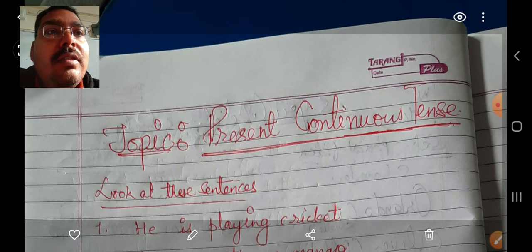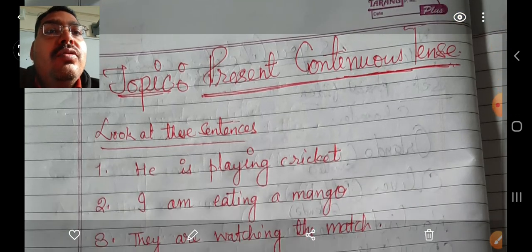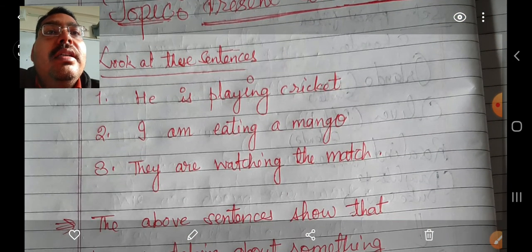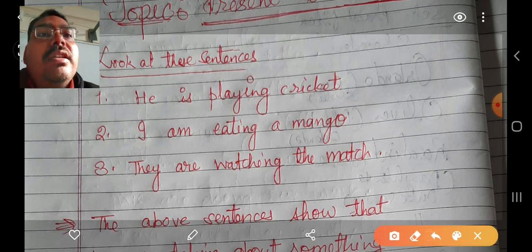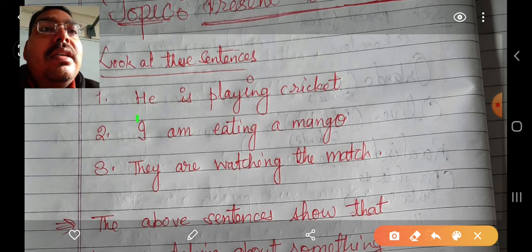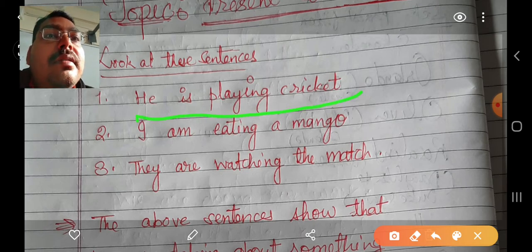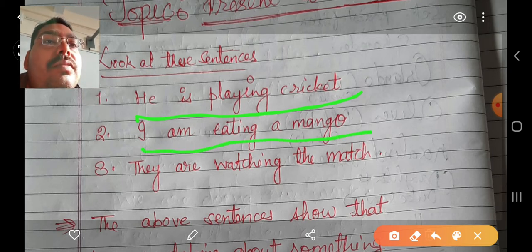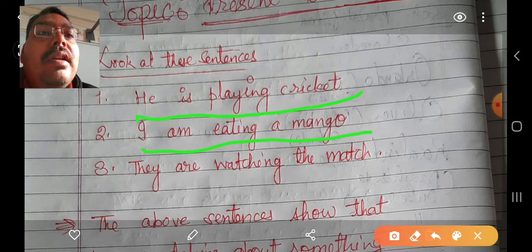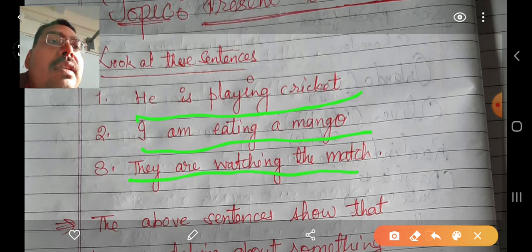So, before I start the topic, let me show you some sentences. Here you can see on your screen, here are some sentences I wrote. He is playing cricket. Then next one, I am eating a mango. Then next one, they are watching the match.